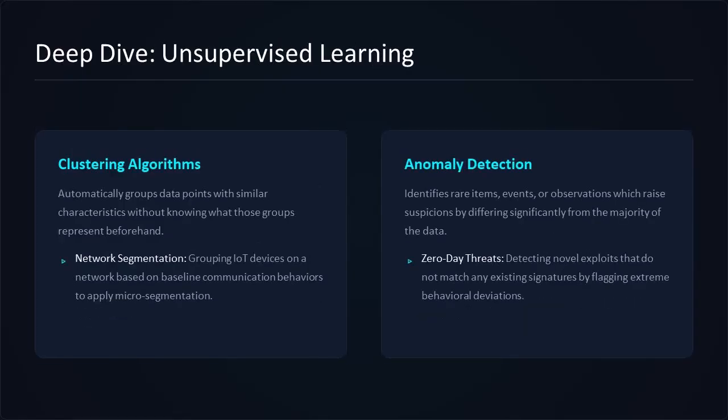Automatically groups data points with similar characteristics without knowing what those groups represent beforehand. Anomaly detection. Identifies rare items, events, or observations which raise suspicions by differing significantly from the majority of the data.